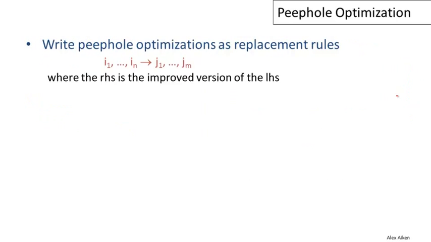So peephole optimizations are generally written as replacement rules. So we'll have the window of instructions on the left, so there'll be some sequence of instructions, and we'll know some other sequence of instructions that we would prefer on the right. So if we see this instruction sequence on the left, then we'll replace it by the one on the right-hand side.